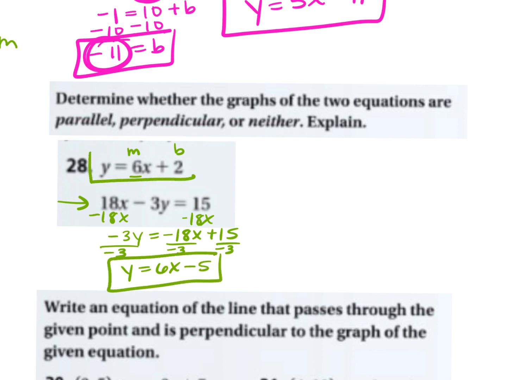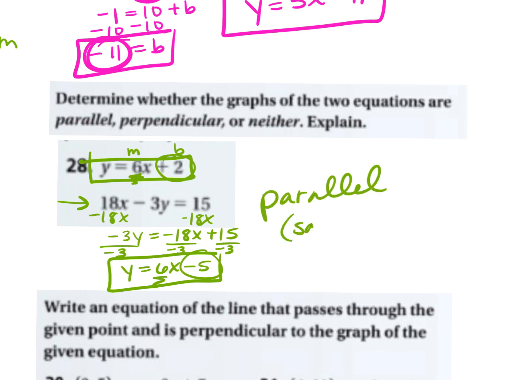So here's your two equations. Notice they have the same slope and different y-intercepts, so these would be parallel. And you can just say same slope, different y-intercept. Okay.